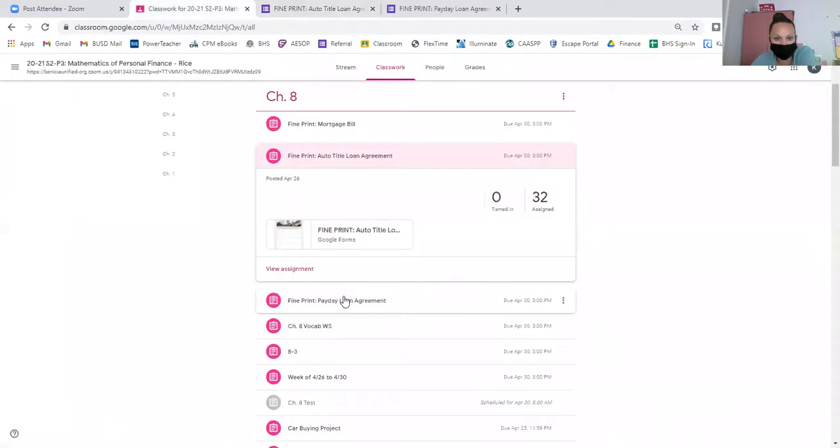So again, both of those, we'll go over the mortgage bill one tomorrow, but it is very similar. And everything else in here could be turned in, and then your test will be on Friday. Tomorrow we will be doing a Kahoot.